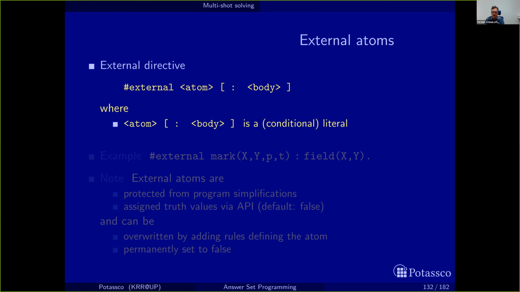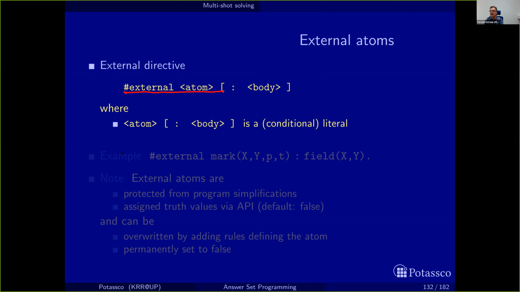That may be, if you have a board game, a position in the board game, and certain positions are now active or inactive because you want to control this from the outside. Or sensor information, right? There is sensor information and there is no rule for this, it just drops in suddenly, or it goes off, on and off, and you want to control this from the outside. And for this, you have the directive external.